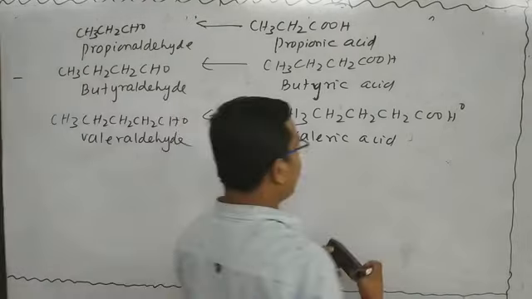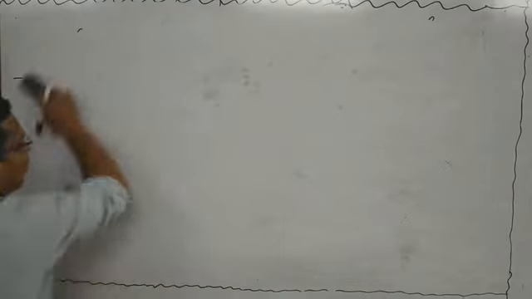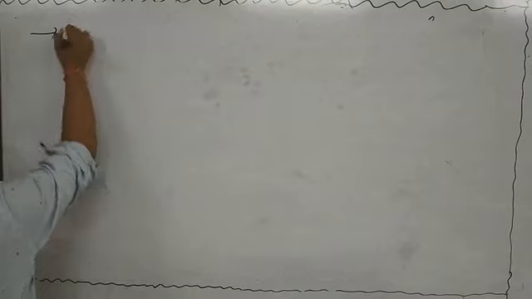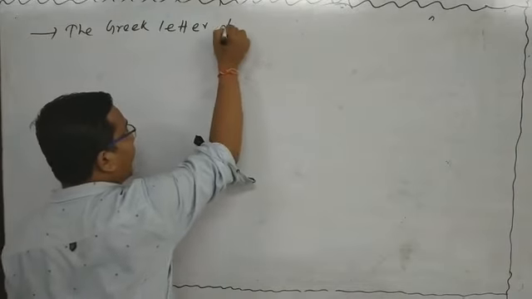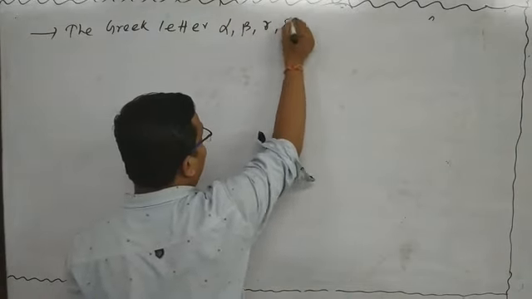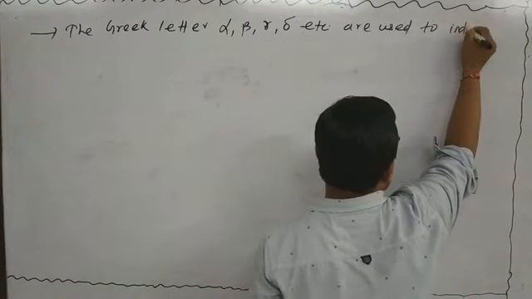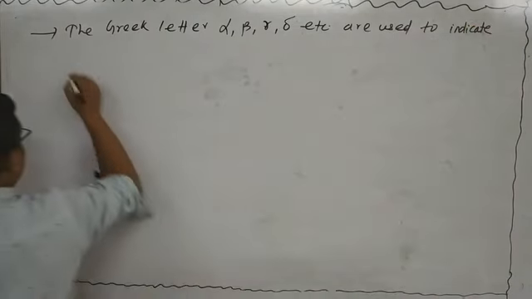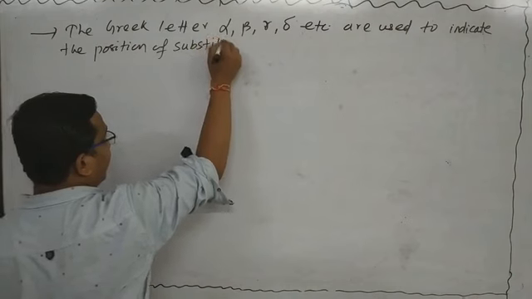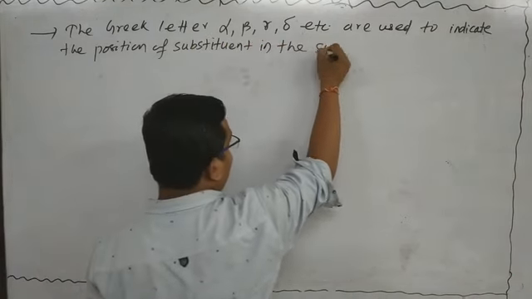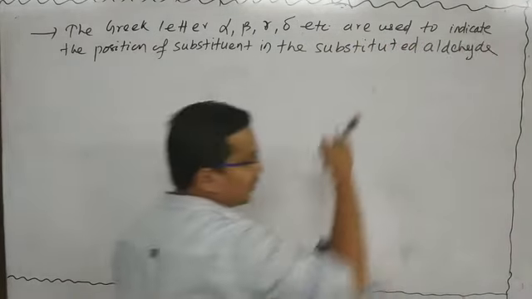Next, we think about the second point related to the common name. Remember the second point: the Greek letters alpha, beta, gamma, delta, etc., are used to indicate the position of substituents in substituted aldehydes. Let me discuss this point with an example.